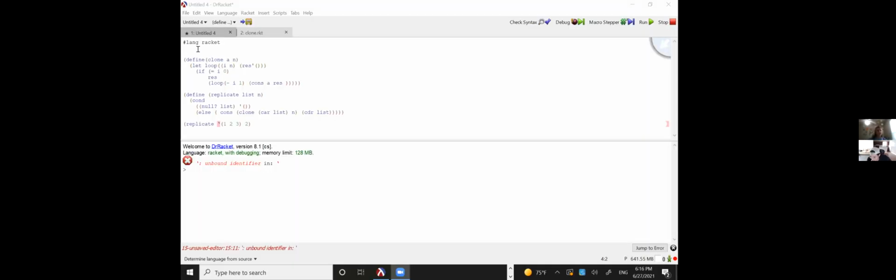Let's see. Where is it? It is not working. So what I did was I took clone and did it on top. And so if it's a null list, it returns empty. Else, I just put together clone with one atom and however many times it wants to be replicated, and then the rest of the list.